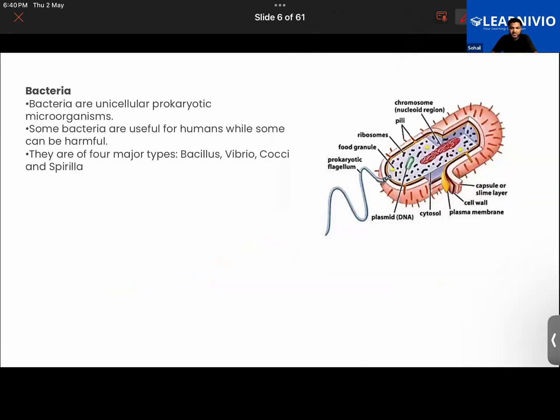They are having just one cell in their body. So bacteria is such a microorganism that is just made up of one cell. Some of them are useful, some of them are bad. Four major types of bacteria based on their shape are as follows: Bacillus, Vibrio, cocci, and Spirilla. Okay. Then you have some of the common bacteria at your home.